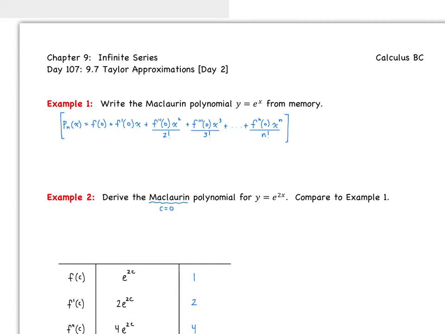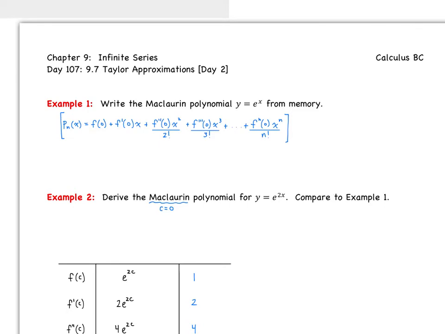Welcome to 9.7 Taylor Approximations, Day 2. So what we're going to do today is first start by writing a Maclaurin polynomial. Remind us, if we can remember, what y equals e to the x is as a polynomial. We'll derive and compare another Maclaurin polynomial, and then we're really going to focus on Taylor's theorem and this error.